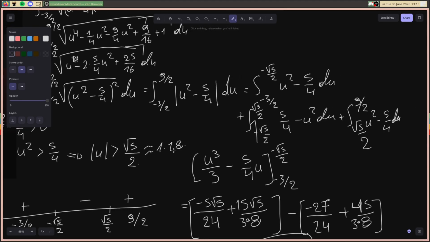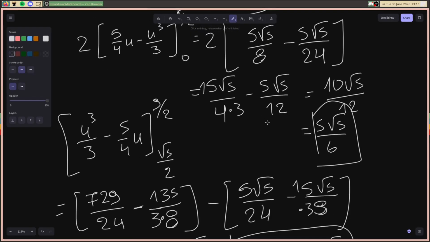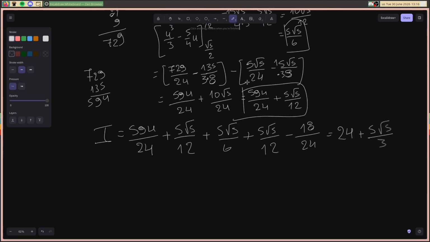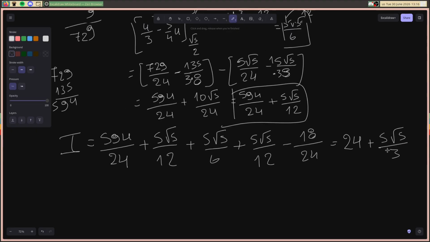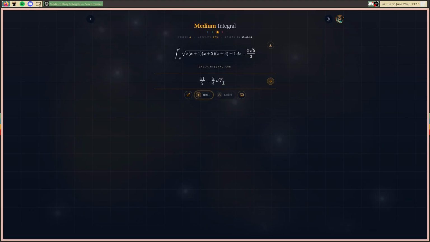Specifically, subregions from negative 3 over 2 to negative square root 5 over 2, then a region from negative square root 5 over 2 to square root 5 over 2, which is an even function and is symmetric, so we can just do 2 times the integral from 0 to square root 5 over 2 to calculate it, and an integral from square root 5 over 2 to 9 over 2. Now, I'll save you the hassle of going through all of the calculations that are needed, but in the end, we end up with the value 24 plus 5 square root 5 over 3. And if we subtract 5 square root 5 over 3, we should just have 24.